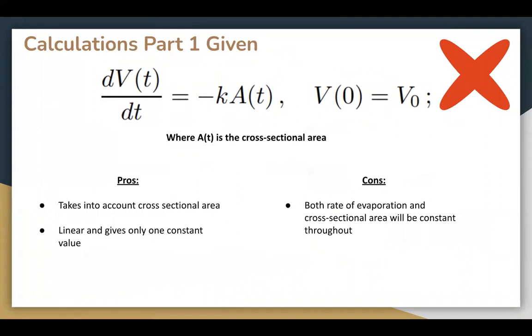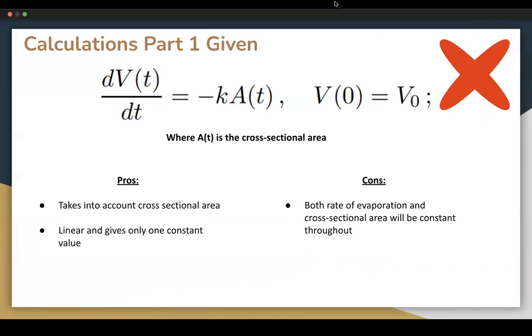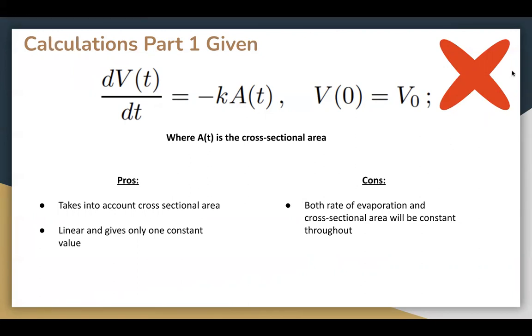For part 2 of the equations, we are given K, which is once again our rate of evaporation, and A sub T. In this case, this is a cross-sectional area; we are given Petri dishes and covers, which are 6 samples. And similarly to the last one, the specific volume at time equal to 0 is our initial volume. The pros in this one: it takes into account the cross-sectional area and is linear because nothing is being squared and everything is kept constant.